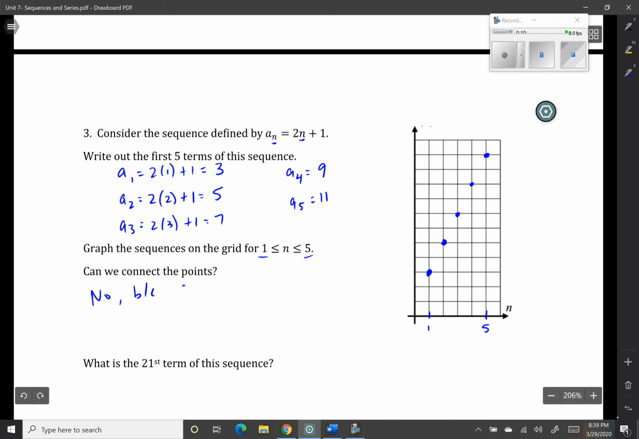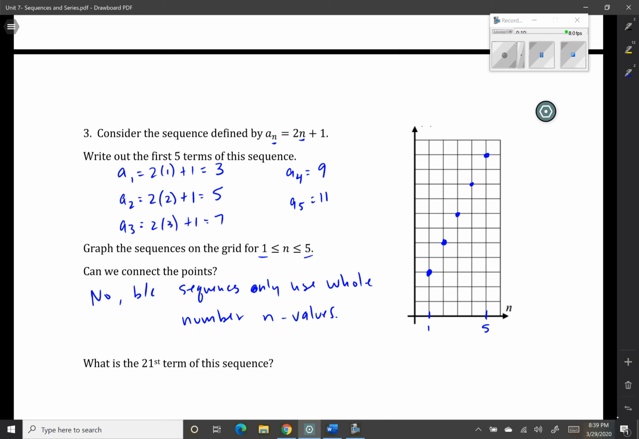Because sequences only use whole number n values. The reason why is I can't find the 1.5 term of this sequence. I have a first term and I have a second term. I don't have a 1.5 term. So we don't connect the points at all.